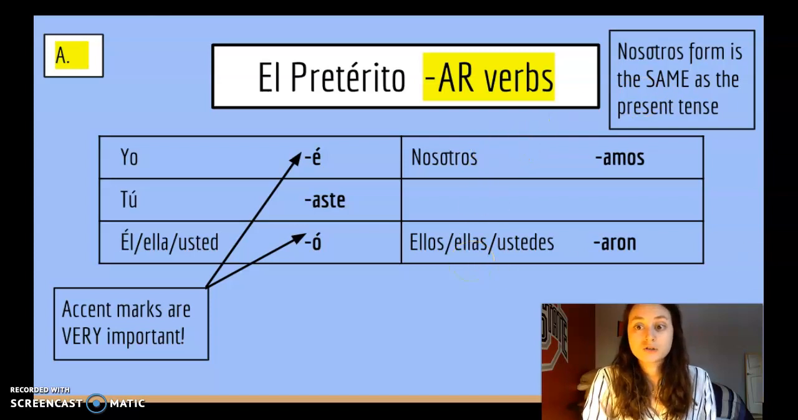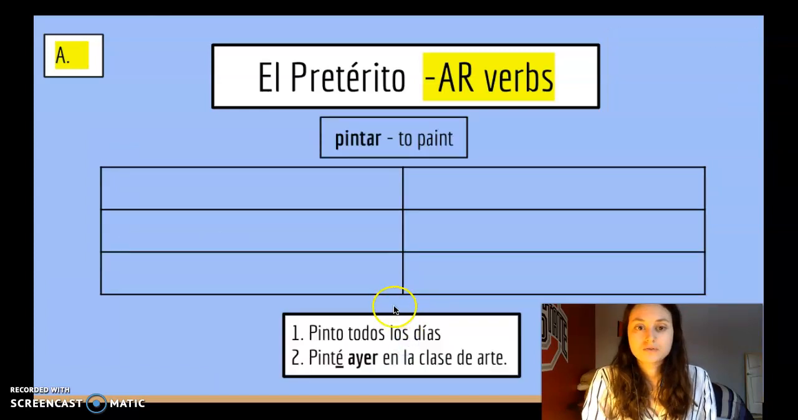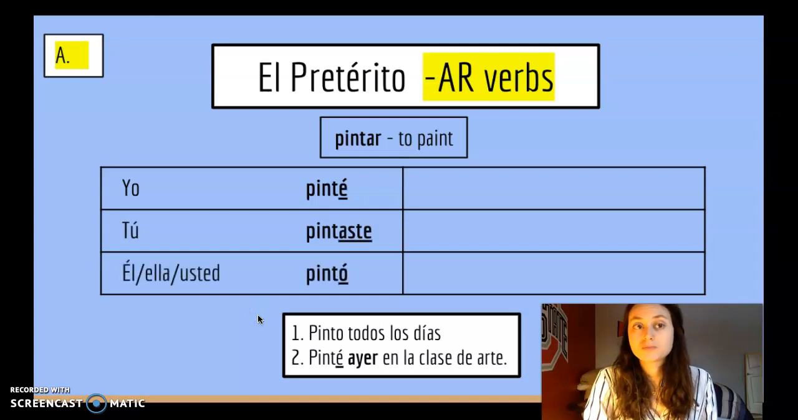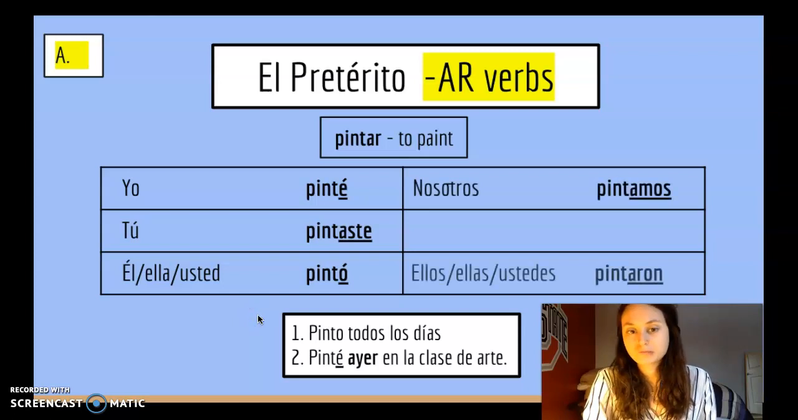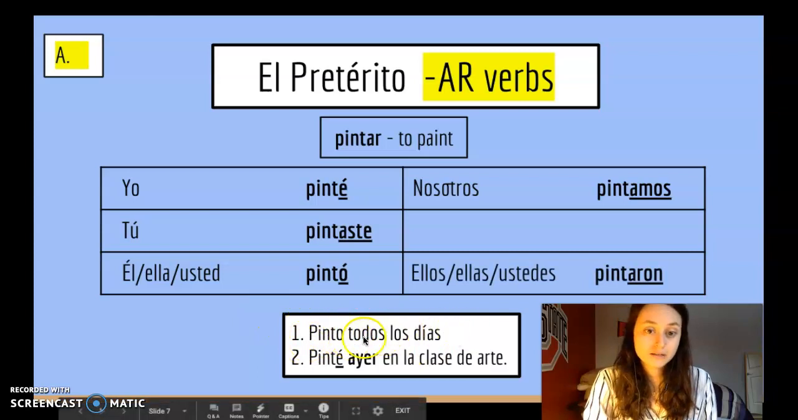So pause the video and try to see if you can conjugate pintar on your guided notes with these endings. Listo? You back? Let's see how you did. So, using our preterite endings, talking about if I want to say I painted, I would say yo pinté. You painted, tú pintaste. Él, ella, usted pintó. Nosotros pintamos. Ellos, ustedes pintaron. So that's the difference between I paint every day, yo pinto todos los días, and I painted yesterday in art class. Okay?